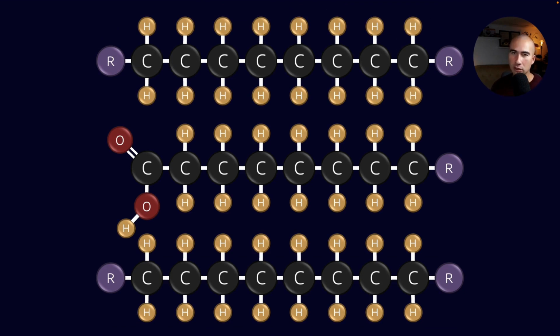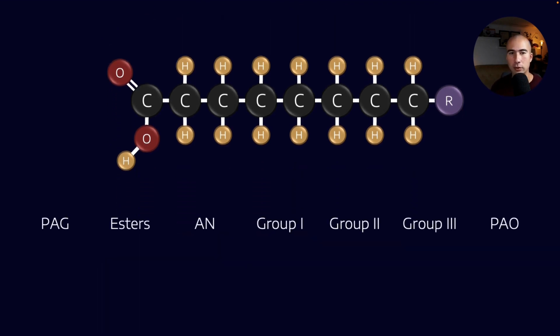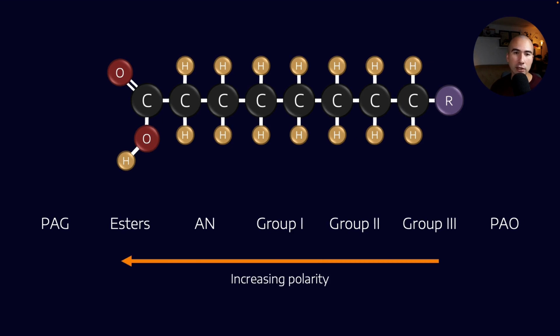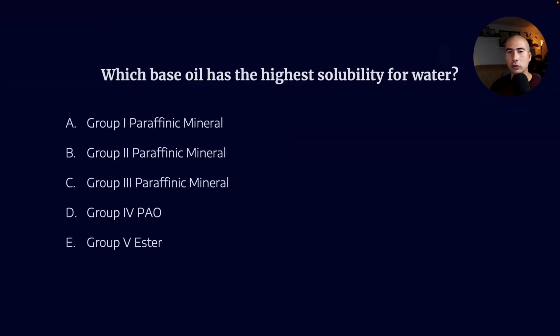Now, this expresses itself in different ways in different base oils. Broadly speaking, when you look at the common base oils which make up lubricants, as we go from right to left of this list, we are increasing in polarity. So PAOs are the least polar, polyalkylene glycols are the most polar. So the question here is, based on what we know about polarity, which of these base oils do you think has the highest solubility for water?